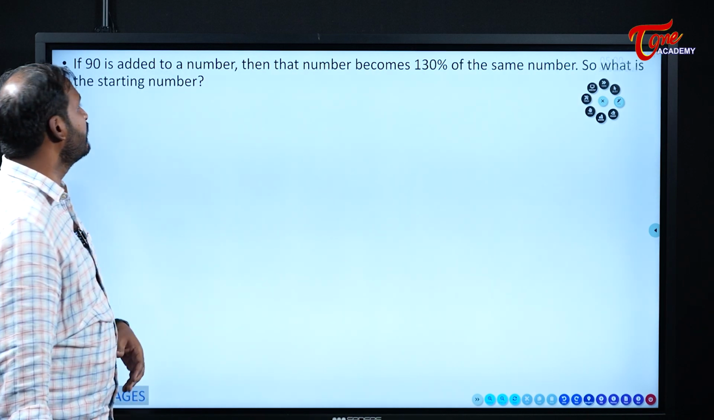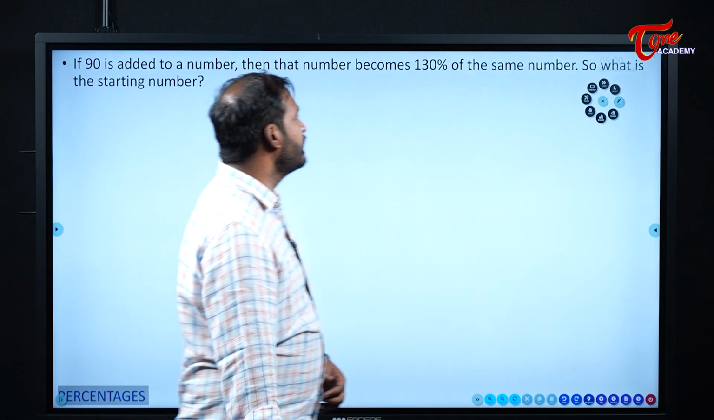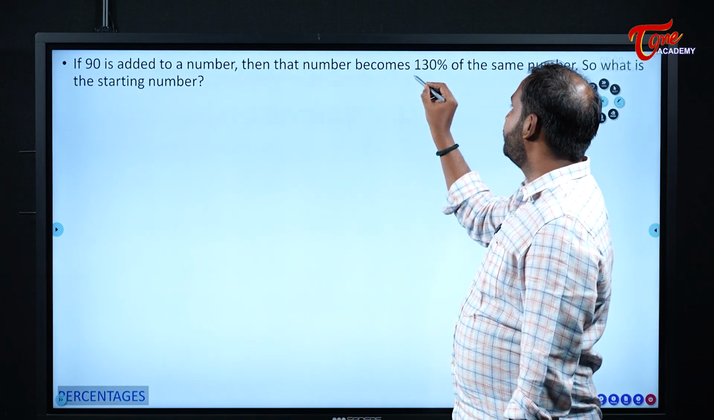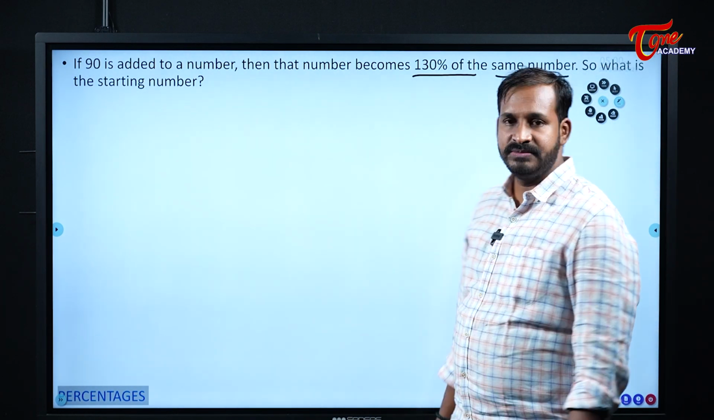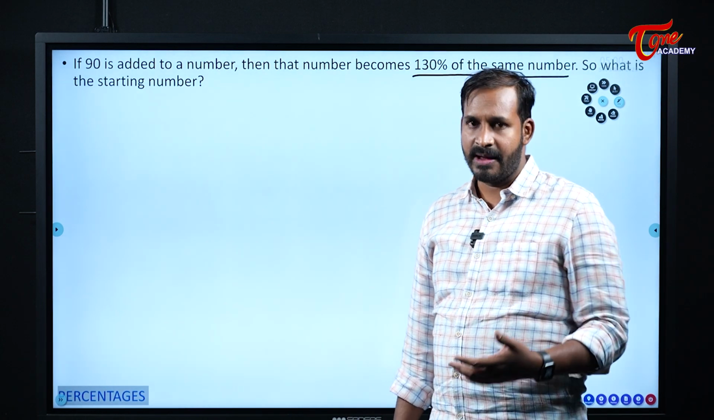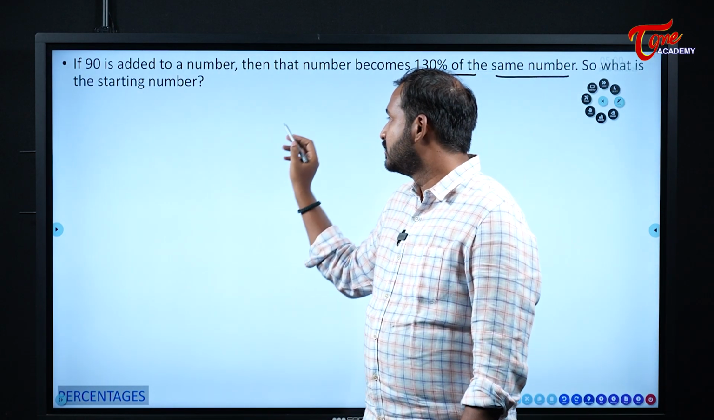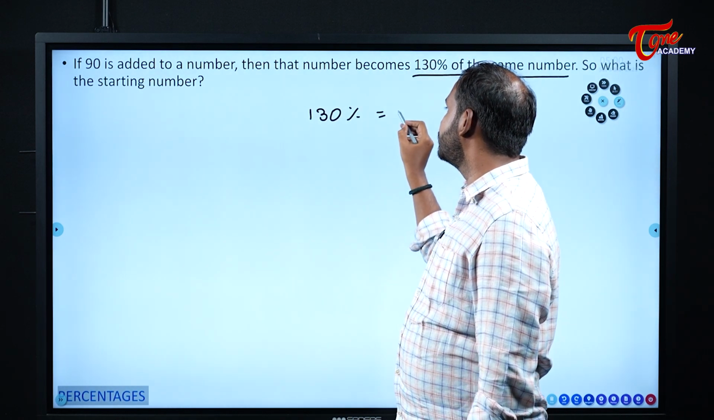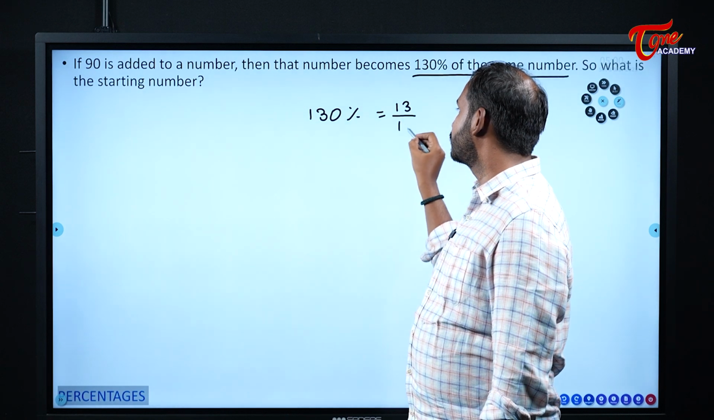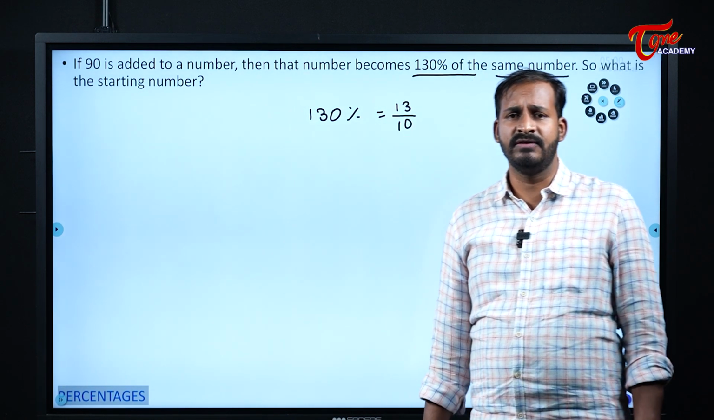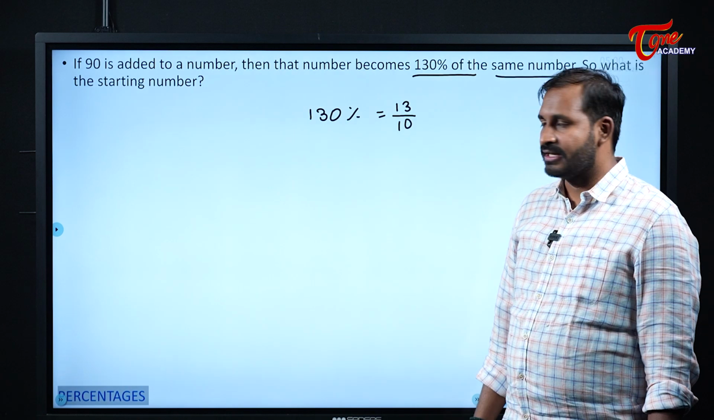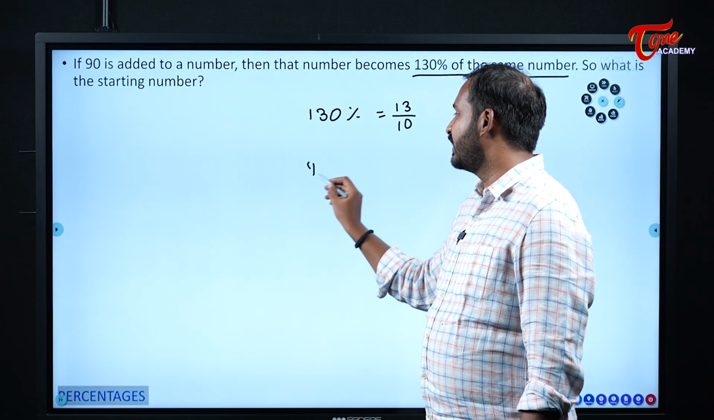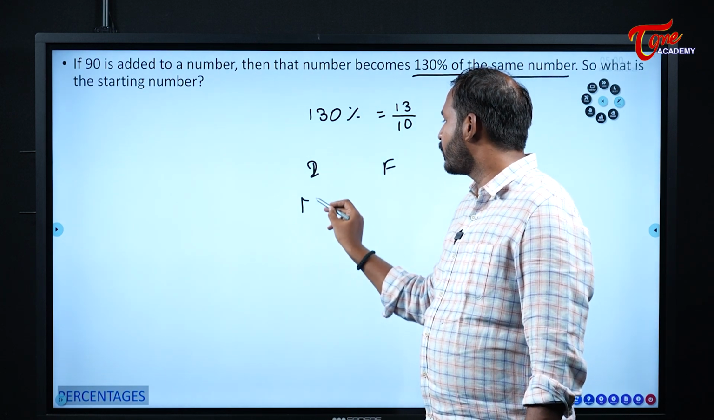Next one. If 90 is added to a number, it becomes 130% of the same number. So please be careful here, students. What is happening here? Generally, 130 percentage, what can you write? 13 by 10, am I correct? In terms of 10 multiples. 13 by 10. But please be careful here, students, while writing the initial and final. Initial, there will be no problem: 10.